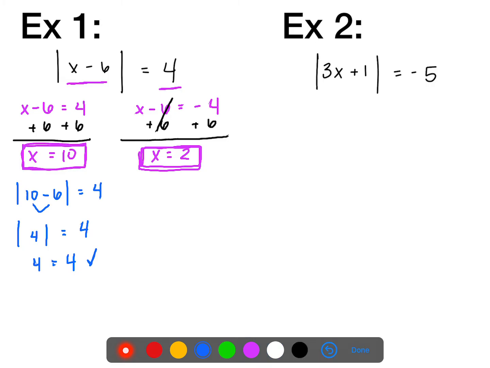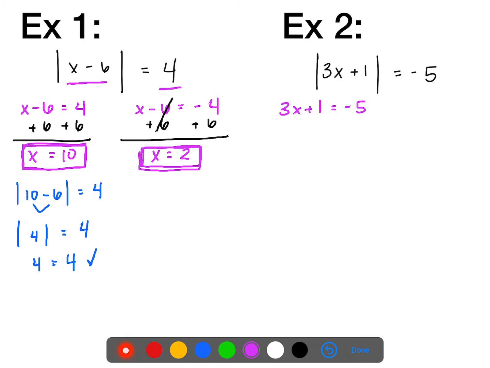So what if I gave you the absolute value of 3x plus 1 equals negative 5? I'm going to make sure my absolute value is all by itself, right? And it is. There's nothing else besides that absolute value on the left-hand side. So I need to write two equations first. I take my inside, 3x plus 1 equals negative 5.